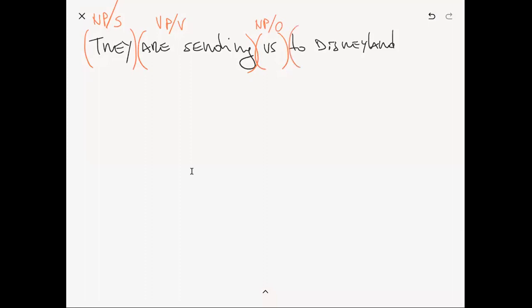And now they are sending us where? To Disneyland. Therefore, this is an adverbial of place. And this is a prepositional phrase performing the role of adverbial. Okay? What I just did then is add the valency pattern to my clause analysis.